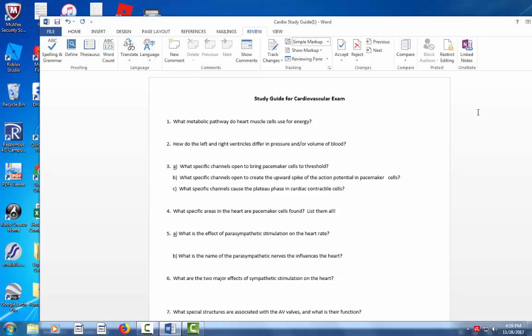Number two, how do the left and right ventricles differ in pressure and or volume? So pressure, which side is the high pressure side? That'd be the left. The left, yep. The left is the high pressure side. What about volume? They're the same. They're the same, correct. Left and right ventricles have the same volume, but the left endures higher pressure. And how do we know that? If we look at the structure of the left ventricle? The greater muscle thickness. Yep, thicker outer wall on that left ventricle.